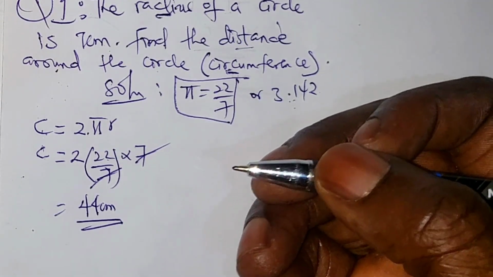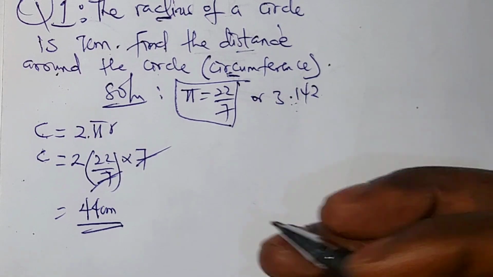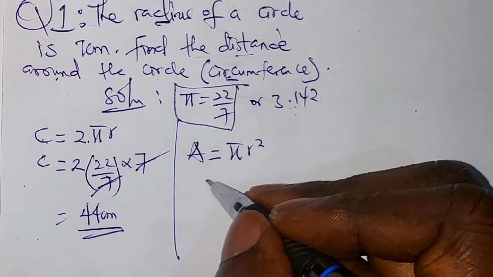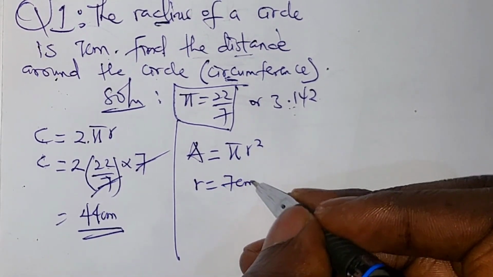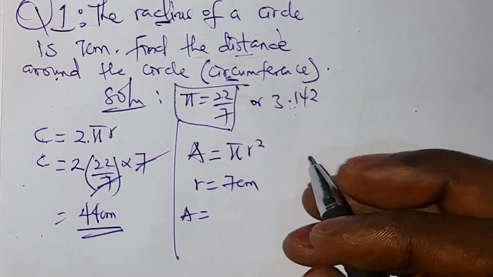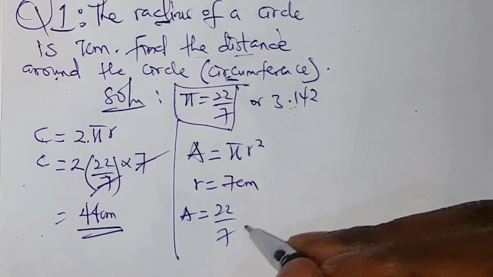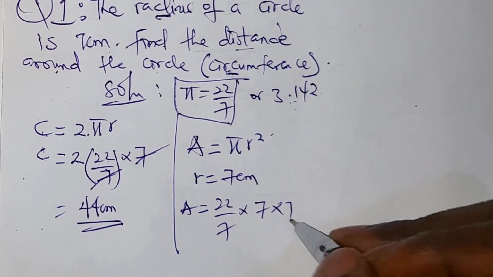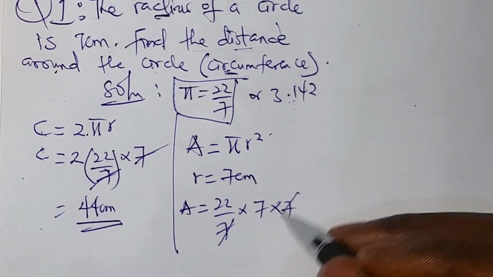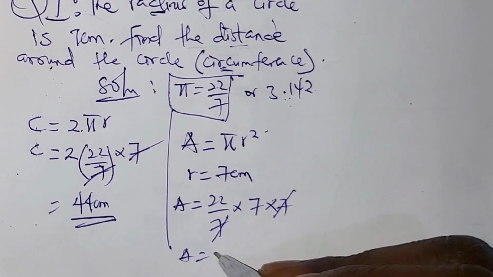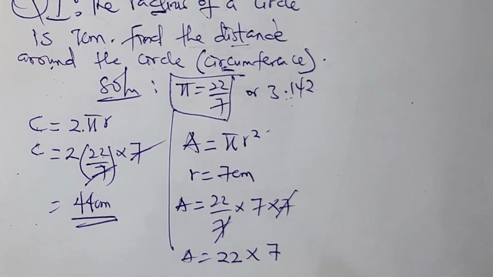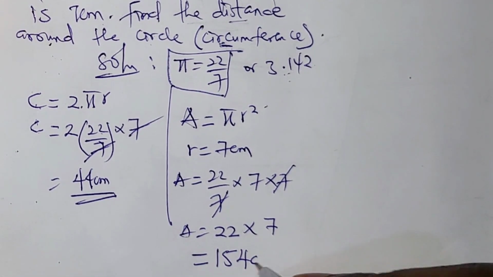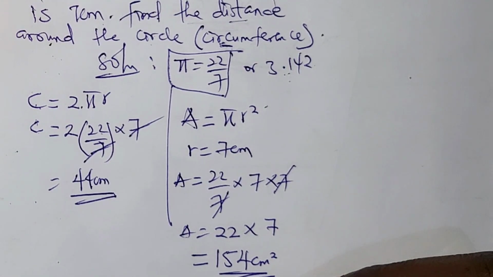Now, let's say we are asked to find also the area. How would we have found this? We know that the area is pi r squared. The radius was given in the question to be 7 centimeters. So our area is pi, which is 22/7, times our radius squared, that is 7 squared. 7 squared is 7 times 7. One 7 will take care of one of the 7s, so we'll be left with A equal to 22 multiplied by 7, and 22 multiplied by 7 should give us 154 centimeters squared. So this becomes the area.